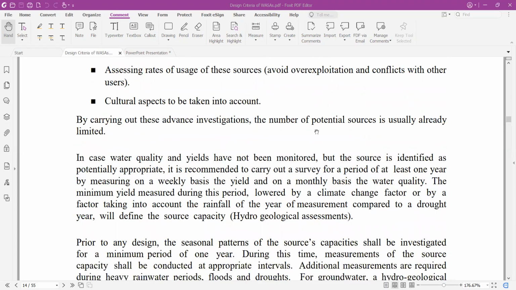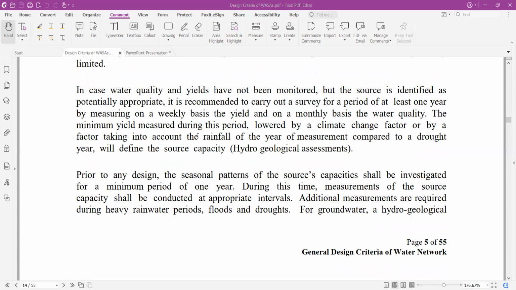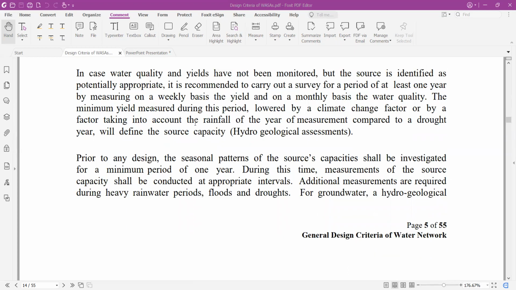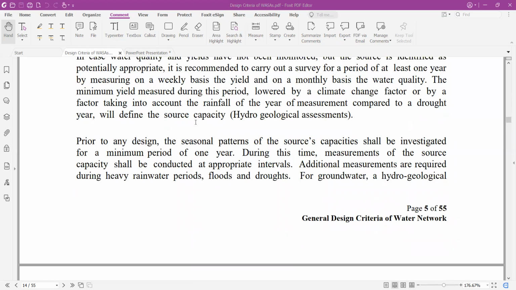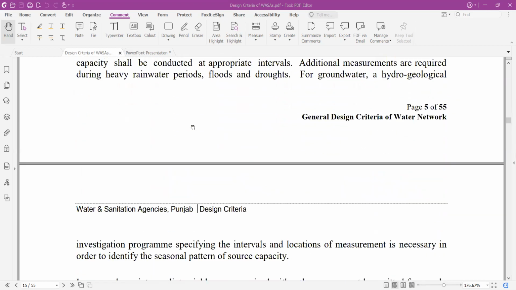By carrying out these, the possibilities are limited. So I have also discussed with you that it should be surveyed for 1 year. If the availability is not fulfilling the demand, then other sources should also be measured and selected in order to design to fulfill the demand of water supply for the community. So we also discussed these.